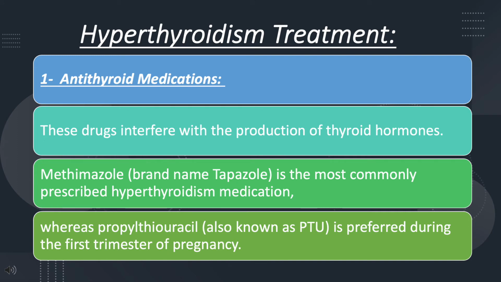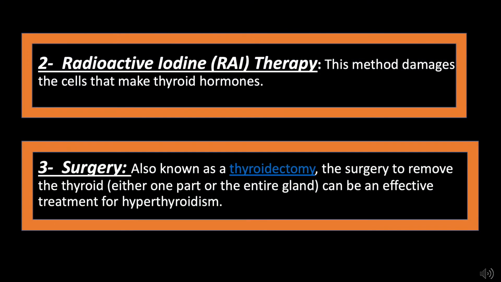Hyperthyroidism treatment. Antithyroid medications: these drugs interfere with the production of thyroid hormones. Methimazole, brand name Tapazole, is the most commonly prescribed hyperthyroidism medication, whereas propylthiouracil, also known as PTU, is preferred during the first trimester of pregnancy. Radioactive iodine (RI) therapy: this method damages the cells that make thyroid hormones. Surgery, also known as a thyroidectomy, the surgery to remove the thyroid, either one part or the entire gland, can be an effective treatment for hyperthyroidism.